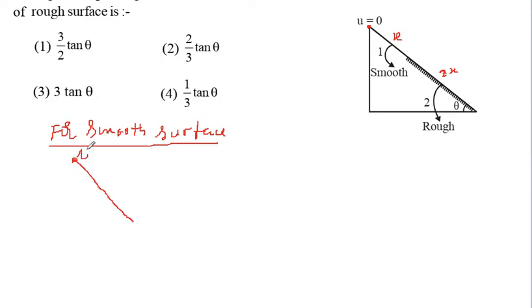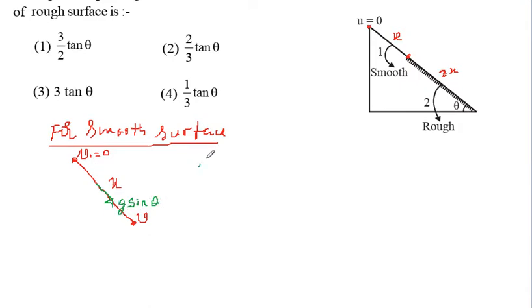The initial velocity Vo is 0. And when it reaches this point on the actual picture, the speed is v. This length is x. If this is the situation, the acceleration of the particle along the plane downward will be g sine theta. This is the component of the acceleration due to gravity along this inclined plane.